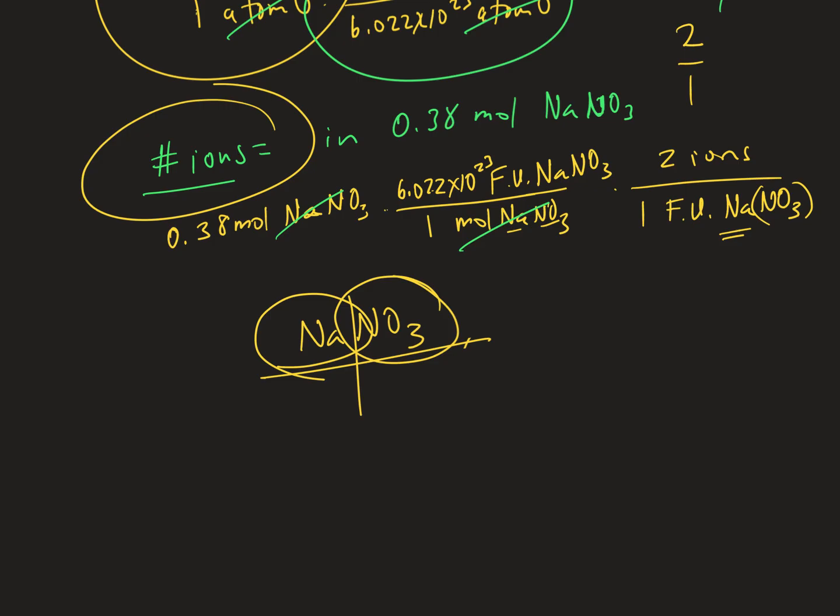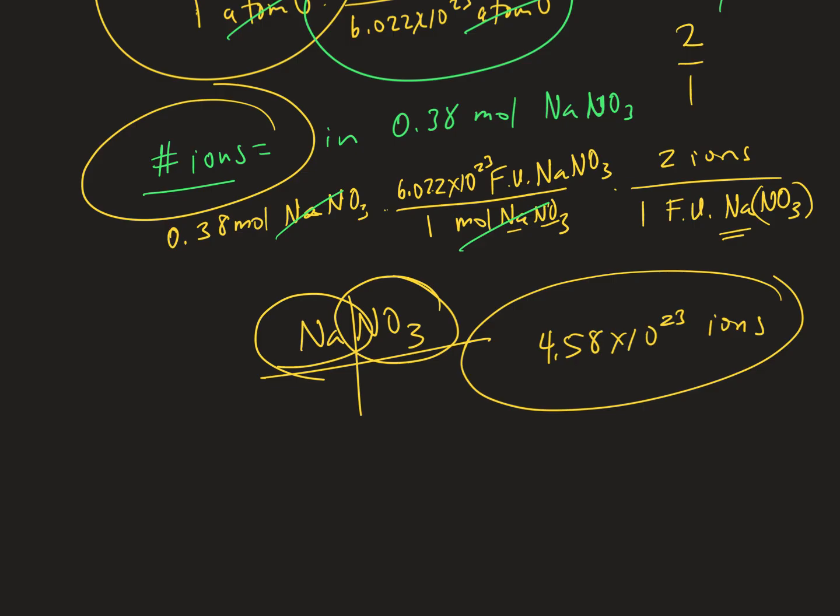So we're going to do 0.38 multiply 6.022 times 10 to the 23, multiply 2. And we get 4.58 times 10 to the 23 ions. How are we feeling?